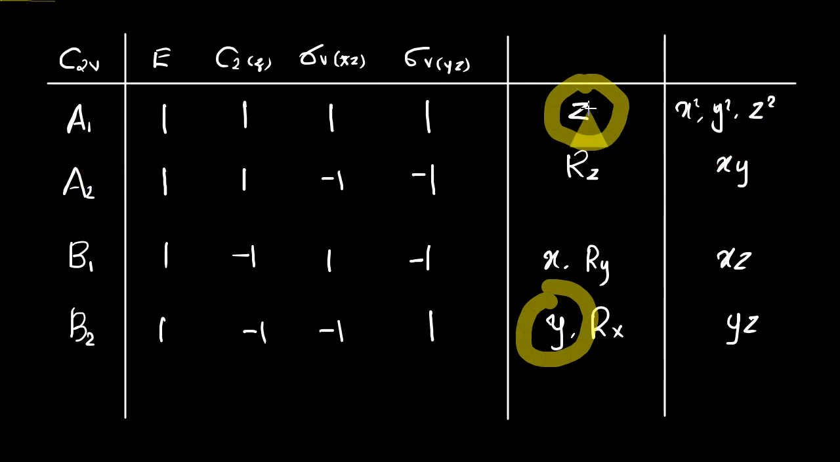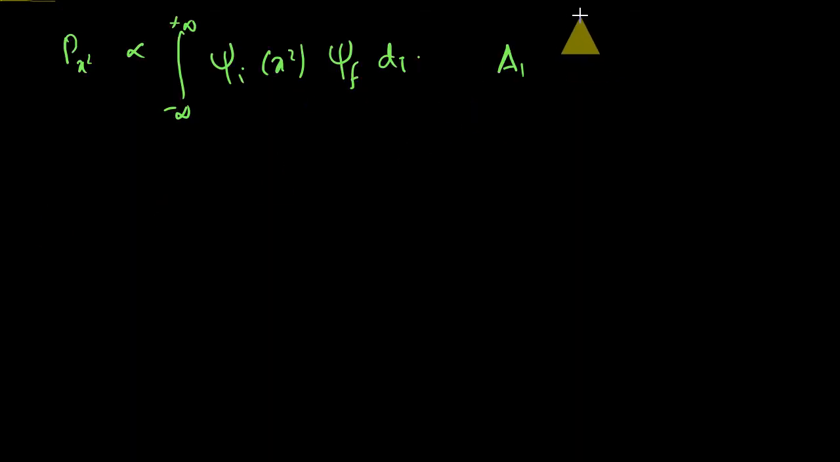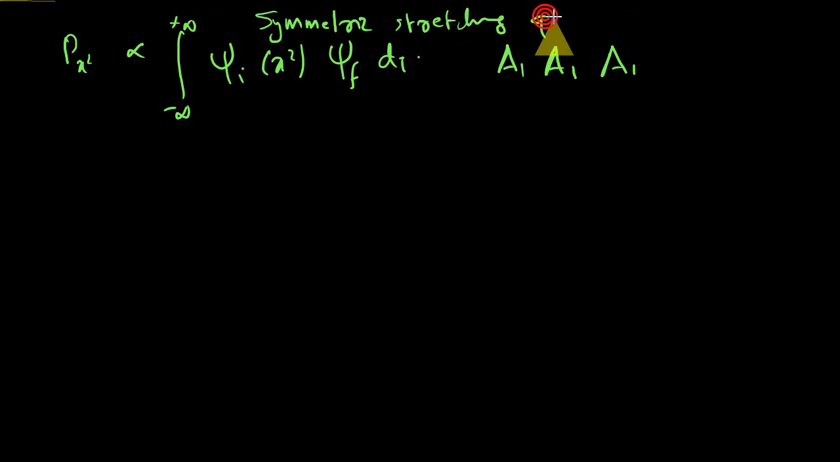So x square, y square and z square, all of them belong to A1 symmetry. So I can assign the symmetry of x square as A1. And what about the symmetry of psi f? In the case of symmetric stretching and symmetric bending, it is A1 itself. So let me first consider symmetric stretching and symmetric bending. These are the two modes I am considering at this moment.